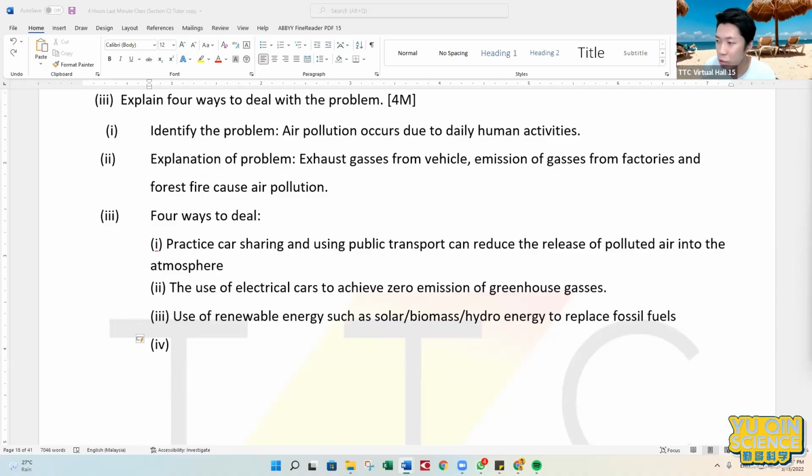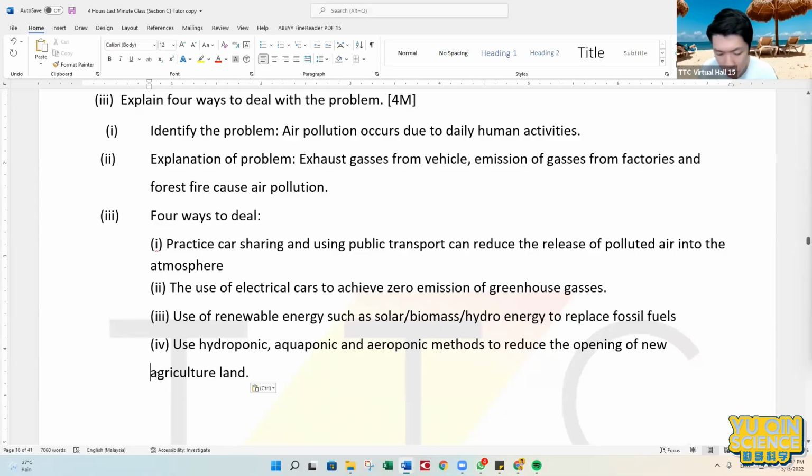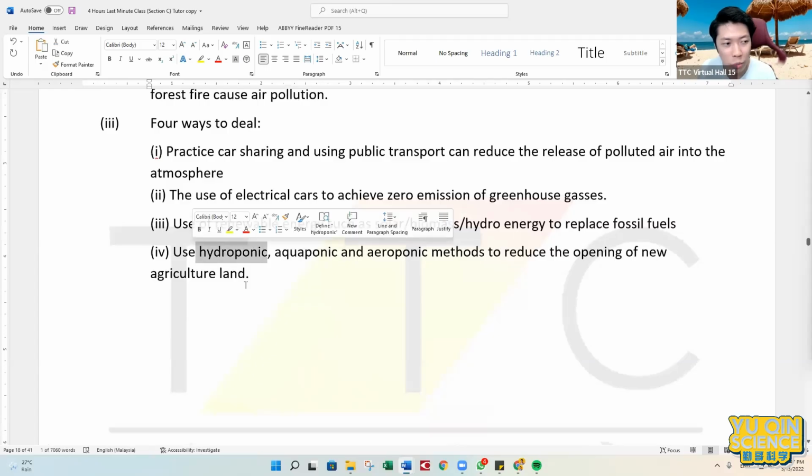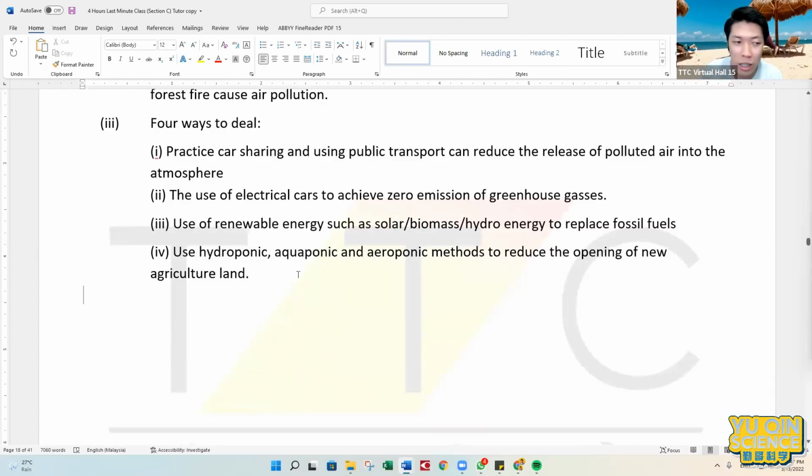Then the fourth one, I give you some more fancy answers. Why do you want to burn the forest? Burning the forest is for agriculture, right? People burn forest not for fun, they burn it so they can clear the land and plant stuff like plantations. But you don't always need to use land. Do you remember Form 5 chapter 2, aeroponic, aquaponic, hydroponic? No land needed, right? That's a way to solve having more land. Okay, so these are fancy answers, but you can still have your own logical answers.